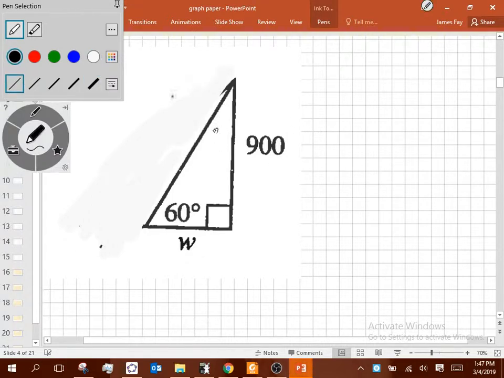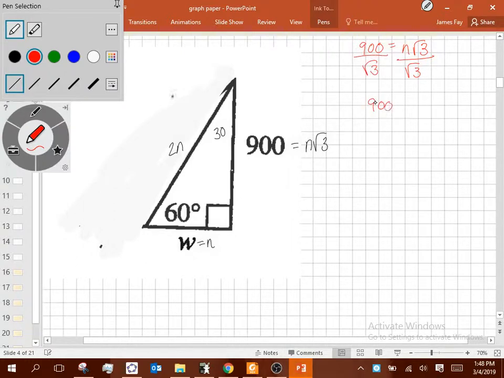Across from 30 is always n. Hypotenuse is 2n, and I don't really care about the hypotenuse in this question. And this is my n radical 3, right? There's my equation. I'll have 900 is equal to n radical 3, right? Divide both sides by what? Radical 3.